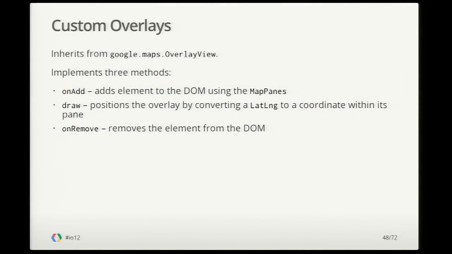To do this, I inherit from the overlay view class. And then I implement 3 methods. I need to implement onAdd, which creates DOM elements and adds them to the map's panes. I then implement the draw method to position that overlay. I convert the lat long into map pixel coordinates using helper functions provided. This function will be called again every time we need to reposition the overlay. And the third is onRemove, where you clean up everything you did in onAdd.